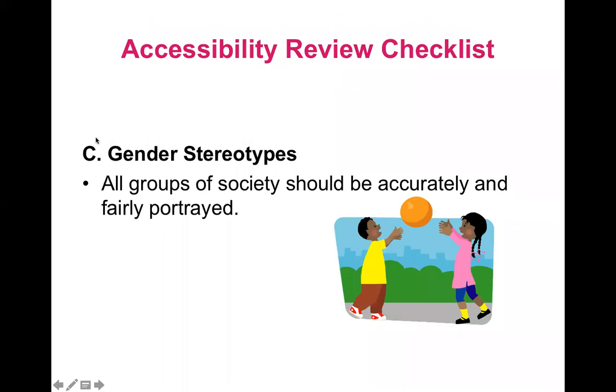The next principle is called gender stereotypes. What this means is that all groups of society should be accurately and fairly portrayed. Think about this: when we have taken the TOEFL test, for instance, we may see in the illustrations or even in the content of the passages, the content of the reading, etc., maybe all men or all women. So there has to be a balance in gender. We have to include males and females, okay?